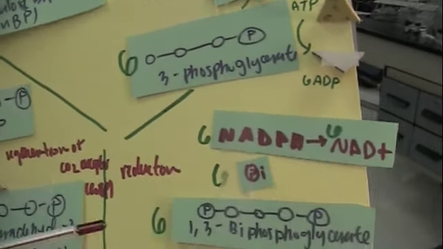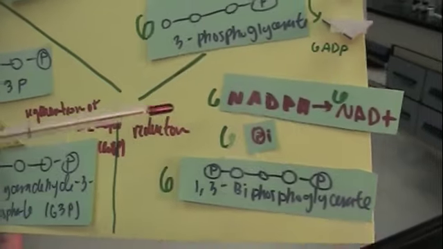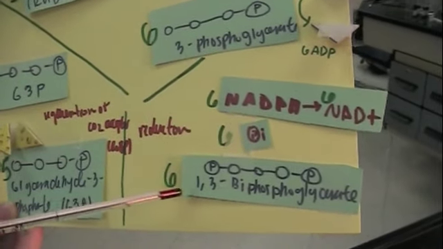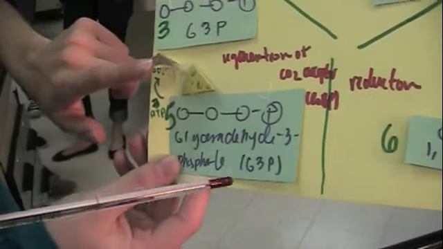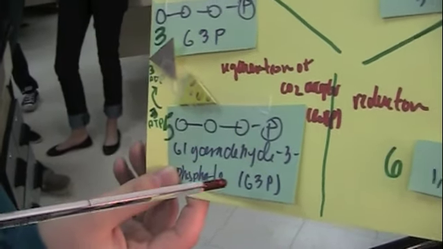Phase 2. Reduction. 6 ATP molecules from the light reactions are then used to phosphorylate the 6 phosphoglycerates to 6 1,3-bisphosphoglycerates that are then reduced by 6 NADPH to form 6 glyceraldehyde 3-phosphate, G3P, one of which is then released by the Calvin cycle.